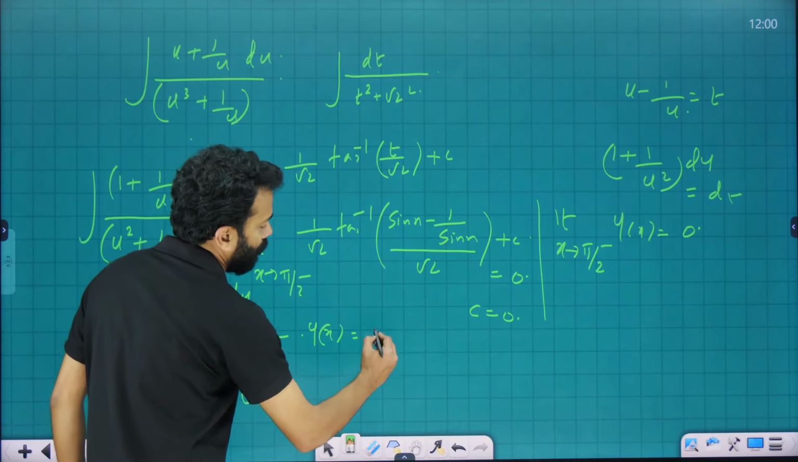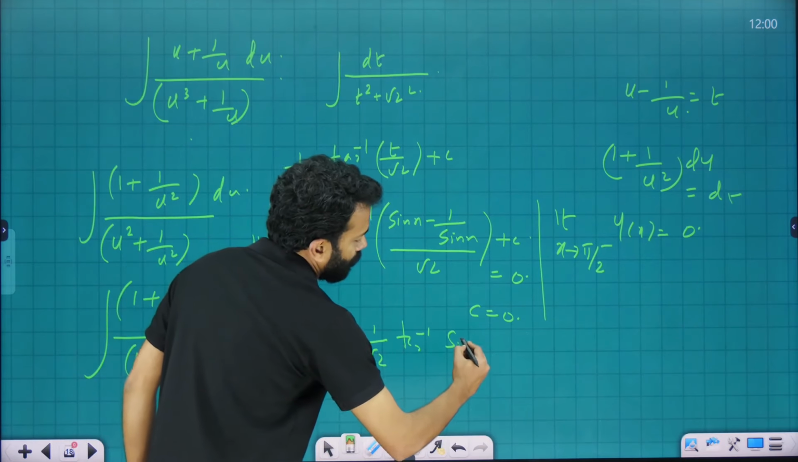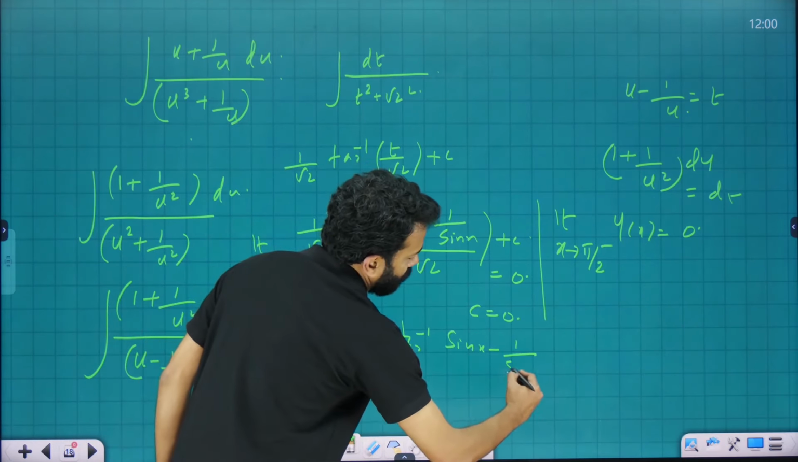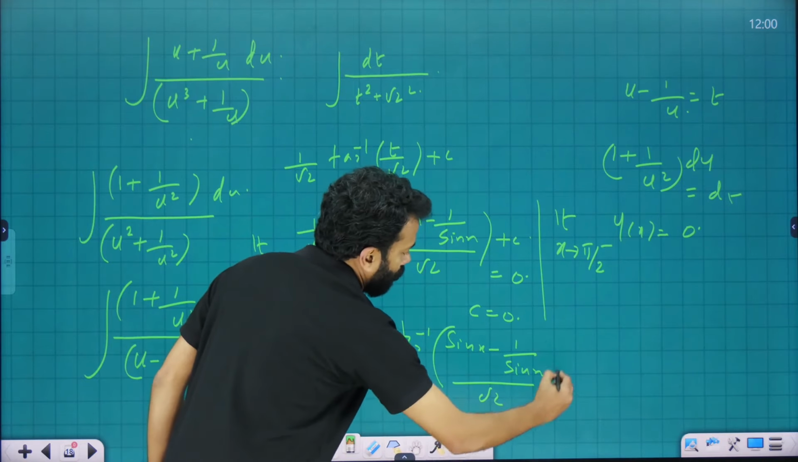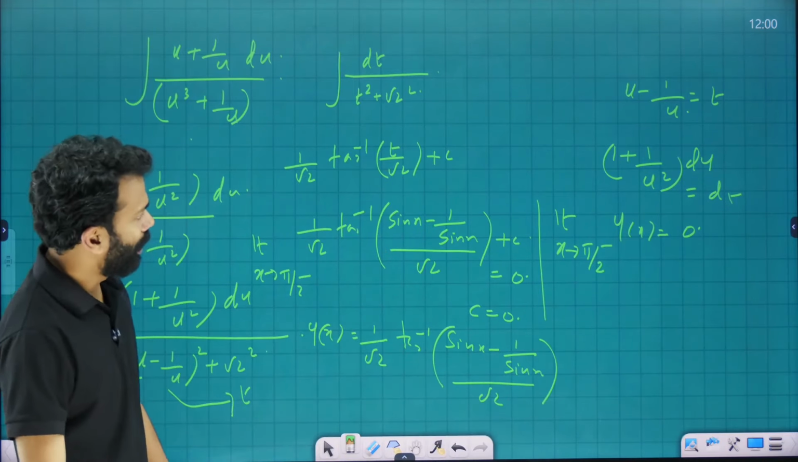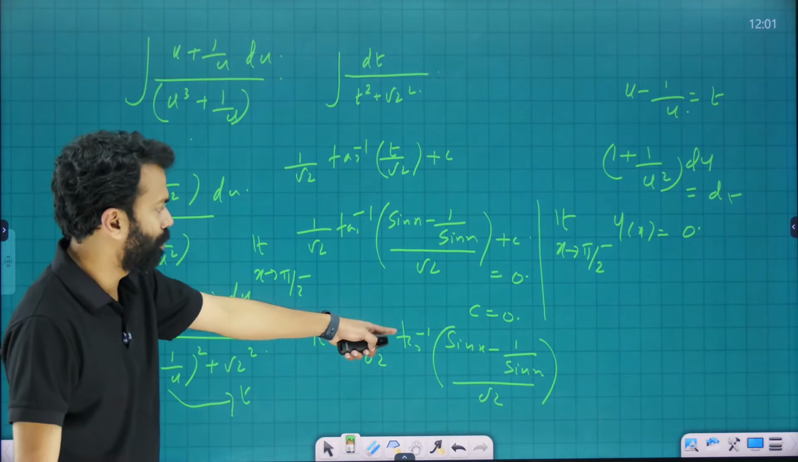Therefore, y of x can be written like this. Y of x is equal to 1 by root 2 into tan inverse of (sin x minus 1 by sin x) divided by what? Root 2. This is what y of x is. And you need to find the value of y of pi by 4. Just put x is equal to pi by 4 here.